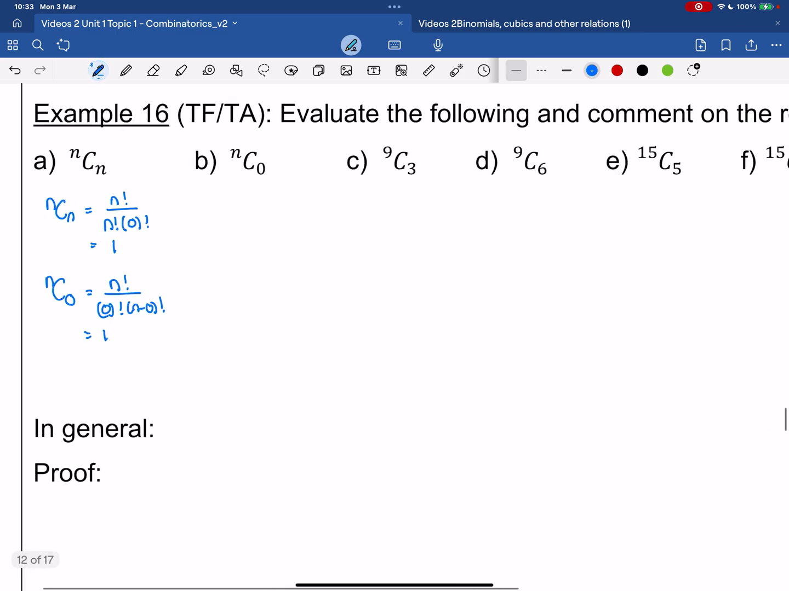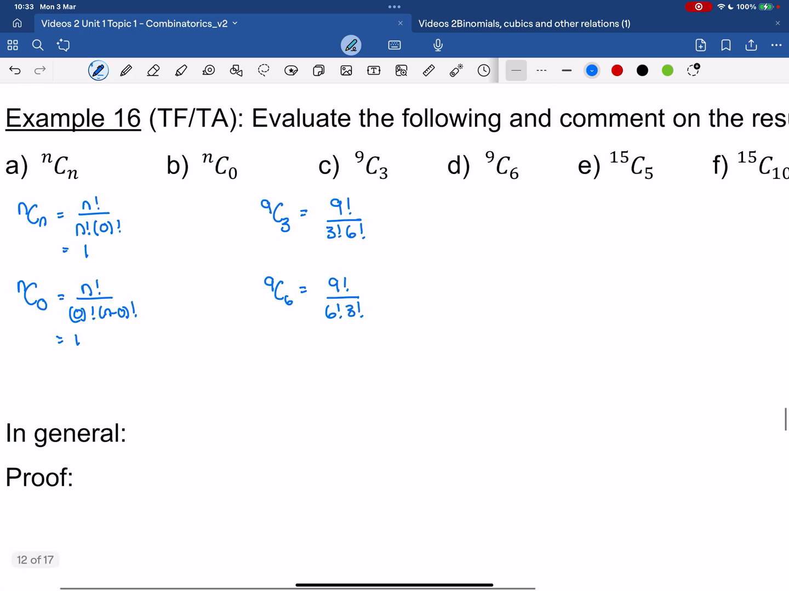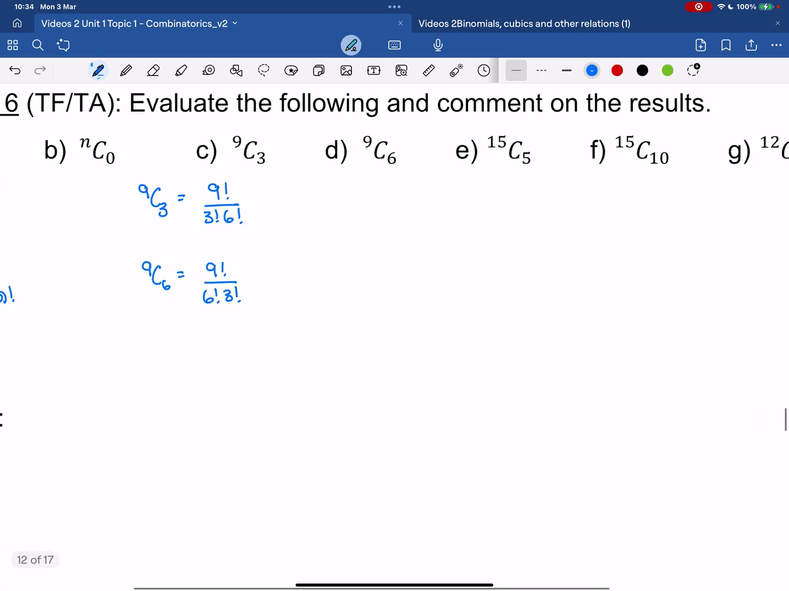Now let's have a look at C and D. If I've got 9 choose 3, what I've got is 9 factorial over 3 factorial, 6 factorial. This is going to be 9 factorial over 6 factorial, and 9 minus 6 is 3 factorial. So hopefully you're starting to see a little bit of a pattern coming over here.